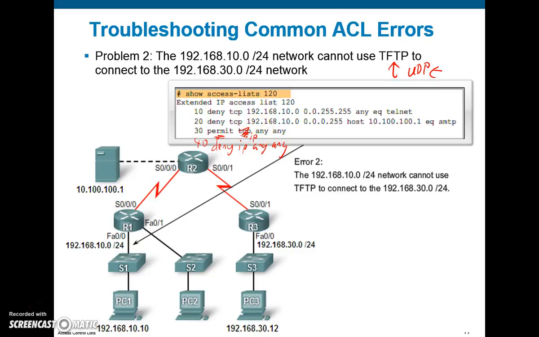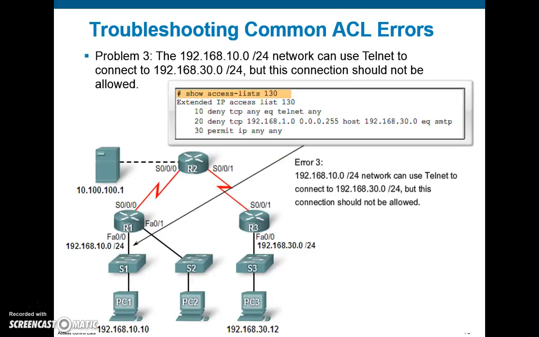Okay, so that's for problem number 2. Let's look at problem number 3. The 192.168.10 network again can telnet to PC3, the 192.168.30 network, but this connection should not be allowed. Looking at the ACL, we are trying to deny the telnet.